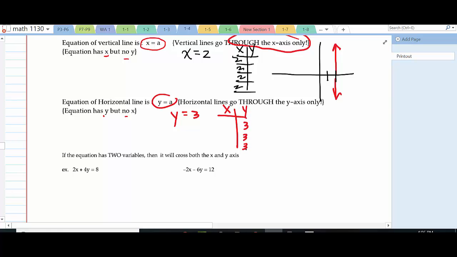So if y is always 3, what does it look like? What's the graph look like? Be careful, it's this way. Okay, it goes through y. If it's only y, it goes through y and only comes in contact with the y-axis. That's one of the ways I think of it.